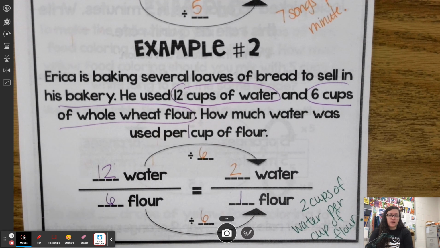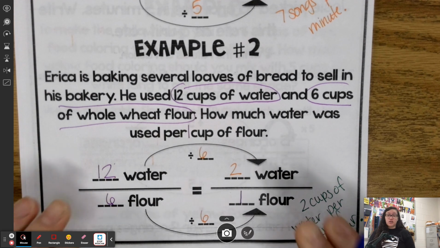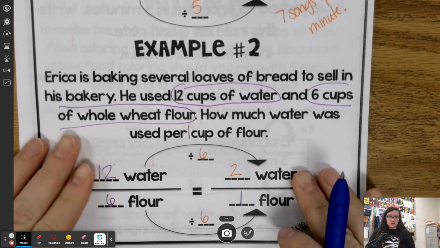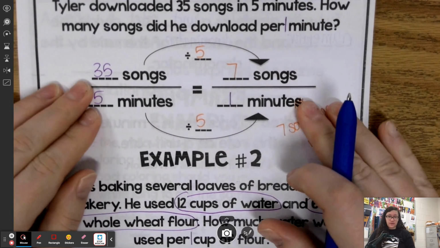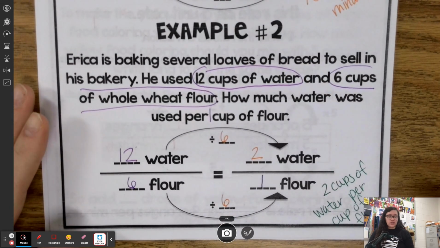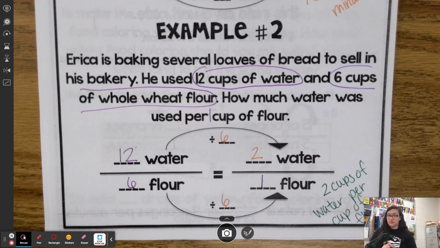Go ahead, teachers, pause the video. Let students finish filling out their proportion and writing that statement. To show you guys and to prove to you guys that these are equivalent fractions, we can check to make sure we got the right answer.